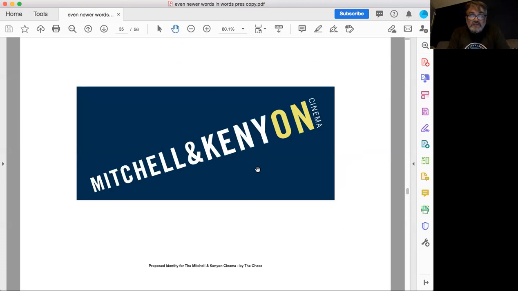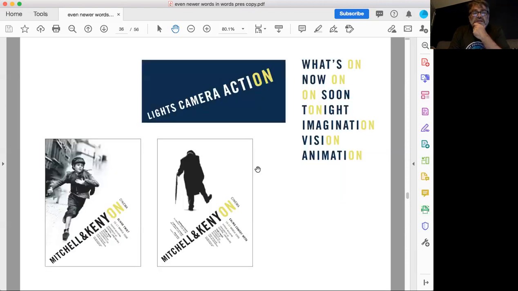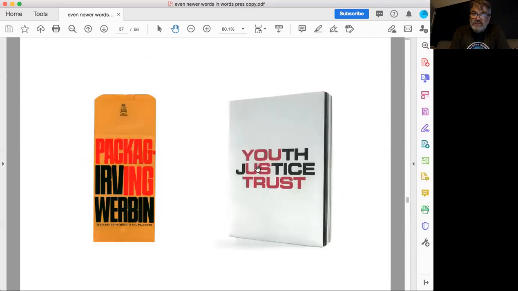This identity here was done by again Karen Hughes, I think, and Steve Contry, the Chase, Preston. So Mitchell and Kenyon. So again, just changing the colour of the ON, and it's got legs. You can do lights, camera, action. Once you've got that, what's on now, what's on soon. So this is a pitch. So therefore, you just get a flavour of what it could be. I don't know whether this one went ahead or not, or whether the client actually went for it.